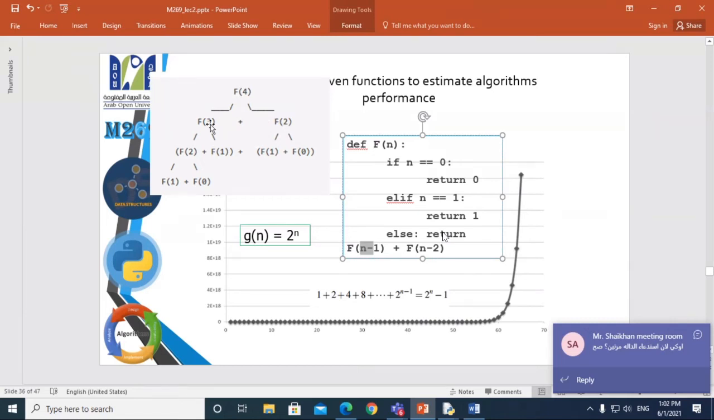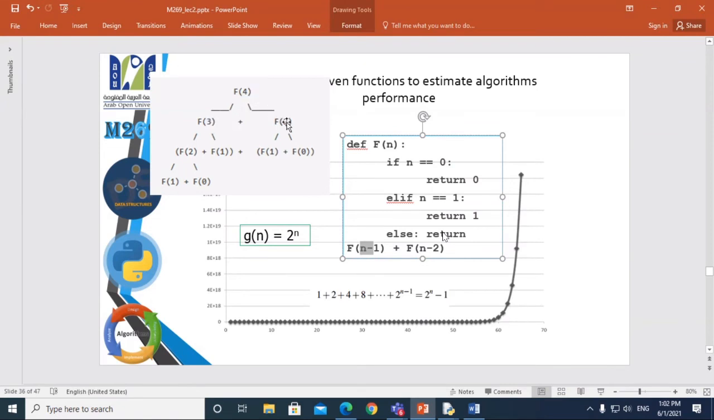Someone in the chat wrote okay, because the function is called twice. So it will call that one with 3, and it will call it with 2, because n minus 1 and n minus 2. Next, f(3) is the same idea: 3 minus 1 is 2, 3 minus 2 is 1. It will be repeated twice. And f(2) is the same idea: 2 minus 1 and 2 minus 2. Here it will stop. Why? Because n now is 1, it will return 1, and n is 0, it will return 0.